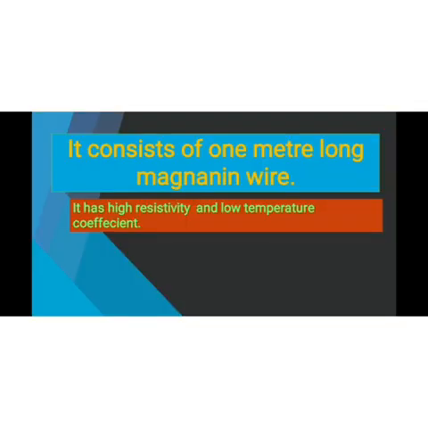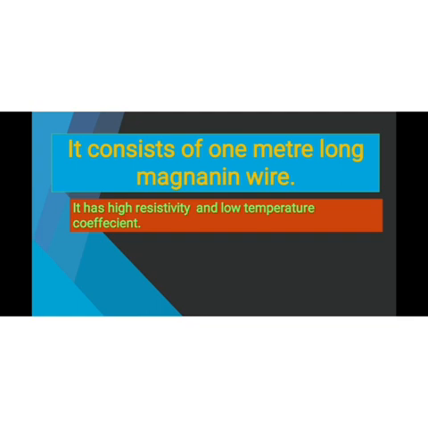As we have discussed in construction, it consists of 1 meter long manganese wire. Which material is used? Manganese material is used, and it has 1 meter long wire. That's why it is called meter bridge. And what are the qualities of this manganese wire? It has high resistivity and low temperature coefficient. That's why manganese wire is used.